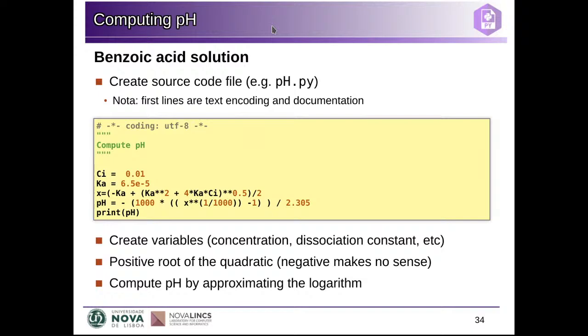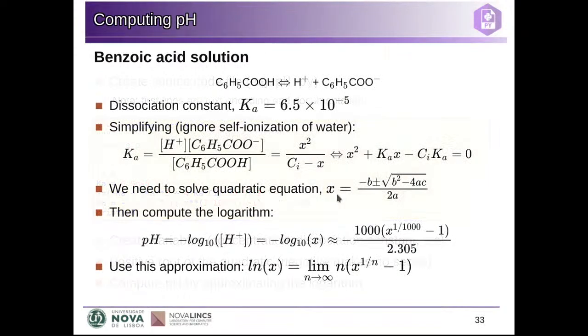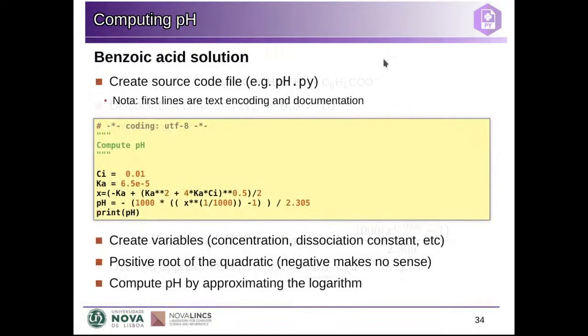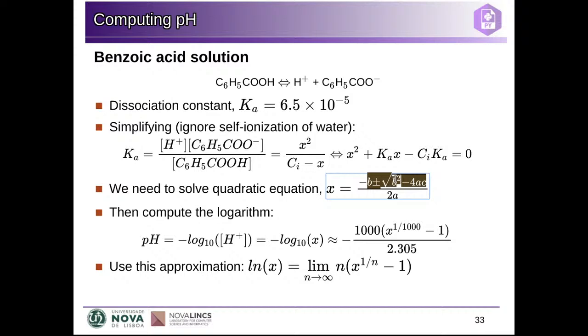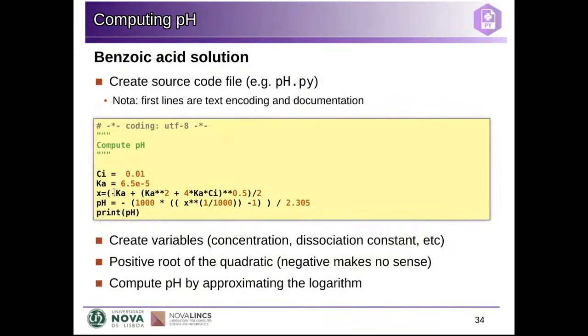Now we're going to solve the quadratic equation here, but we're only going to look at the positive solution, because the negative solution does not make any sense in chemistry. So we're going to compute x as the positive solution to this equation. This is minus Ka plus the square root of Ka squared plus 4 Ka Ci and so on. We can raise to 1/2 to compute the square root, and then we divide by 2.